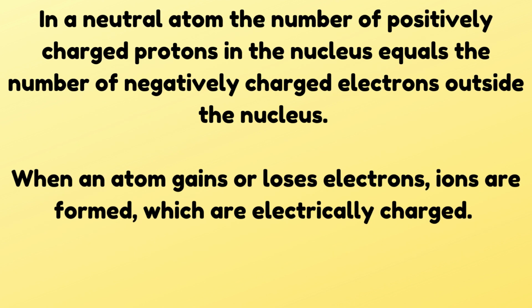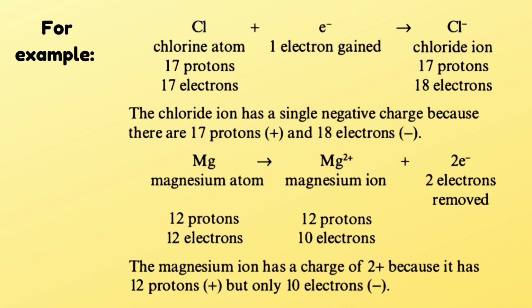In a neutral atom, the number of positively charged protons in the nucleus equals the number of negatively charged electrons outside the nucleus. When an atom gains or loses electrons, ions are formed which are electrically charged. So atom is electrically neutral, but ions are charged particles which are formed when an atom gains or loses electrons. So here comes an example.